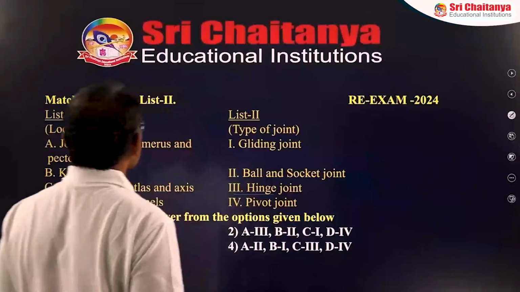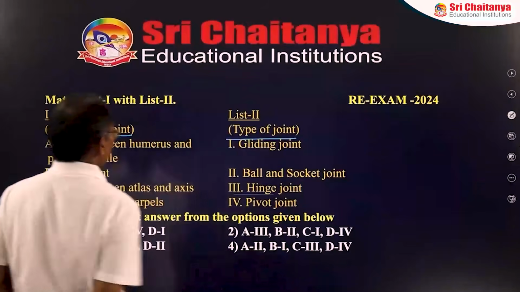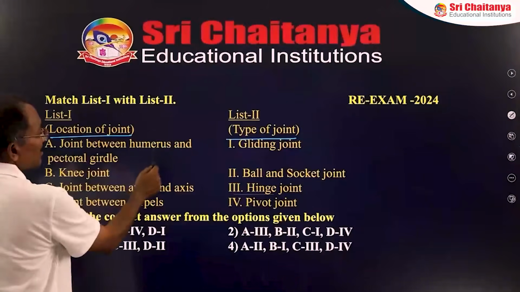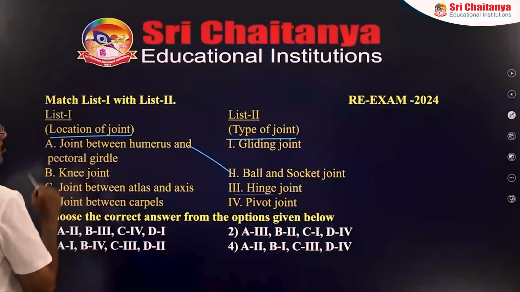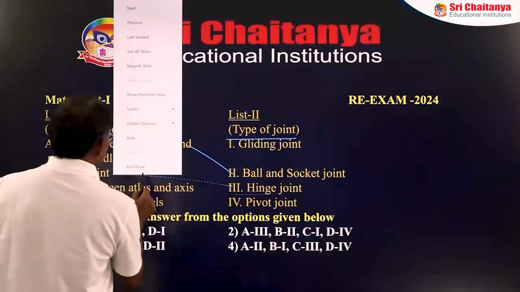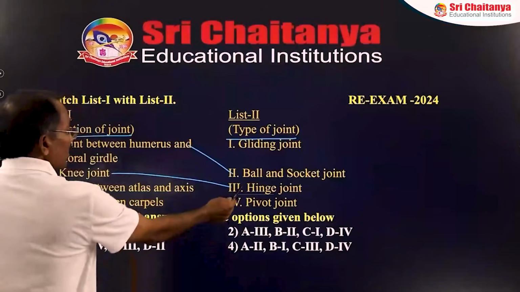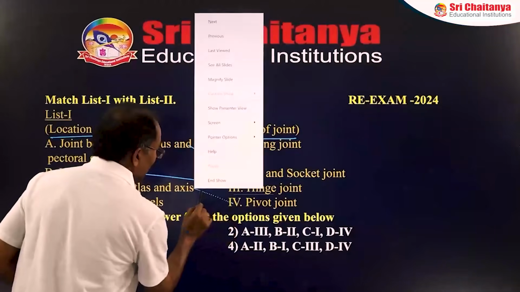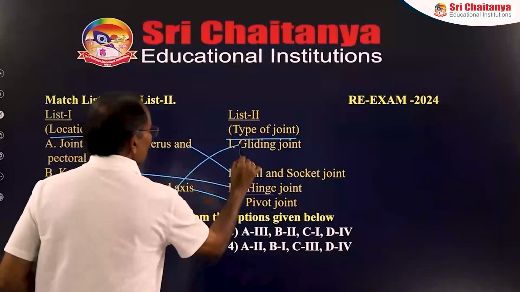Next question. Location of joint, type of joint. Joint between humerus and pectoral girdle, that is ball and socket joint. Knee joint is an example of hinge joint. Knee joint, elbow joint, joint among the phalanges come under hinge joints. Joint between atlas and axis in neck region, that is pivot joint. Joint between carpals, that is gliding joint.